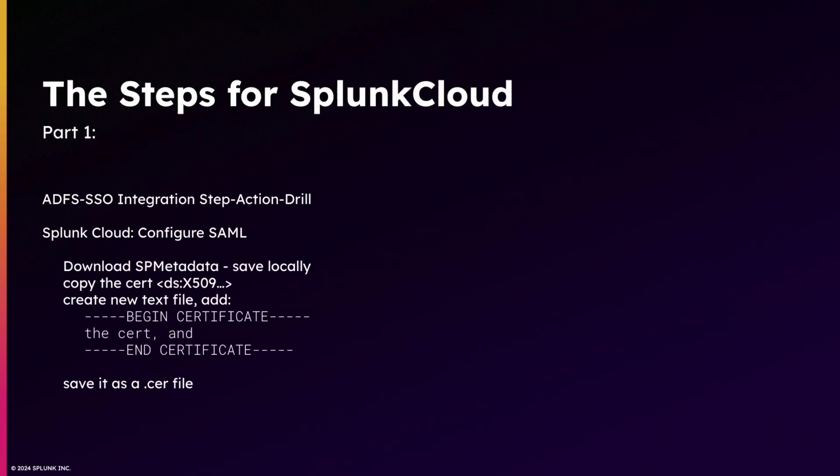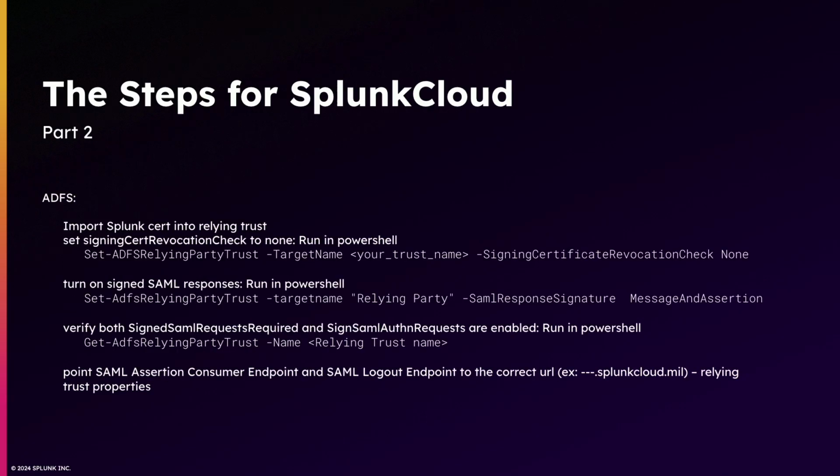If you need to do it in Splunk Cloud, for ADFS SSO integration, you're going to download the SP metadata like we have talked about before and save it as a cer file. You're going to import the Splunk cert as a relying party trust into your Active Directory Federation Services with the signing certificate revocation check equals none. If you don't do that, it's going to start failing. You're going to run it in PowerShell and then verify that both the request required and authn request are enabled. That's the command for it.